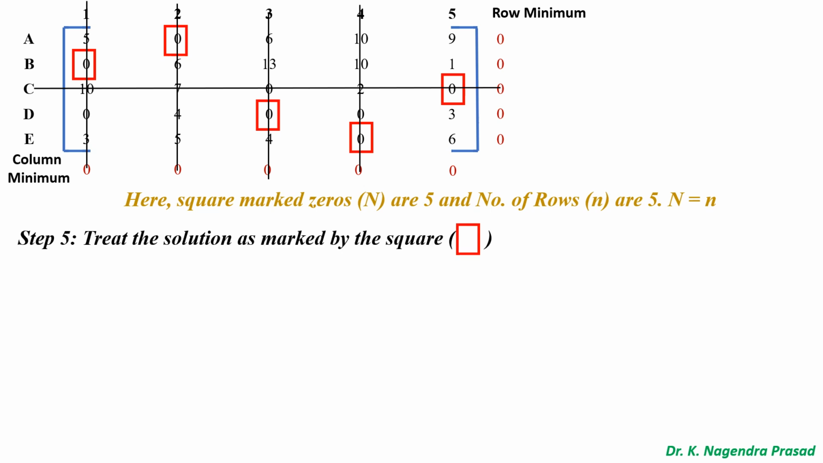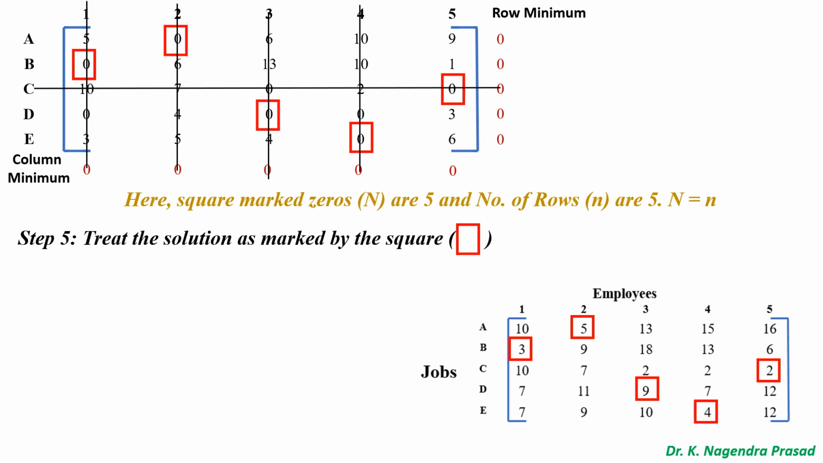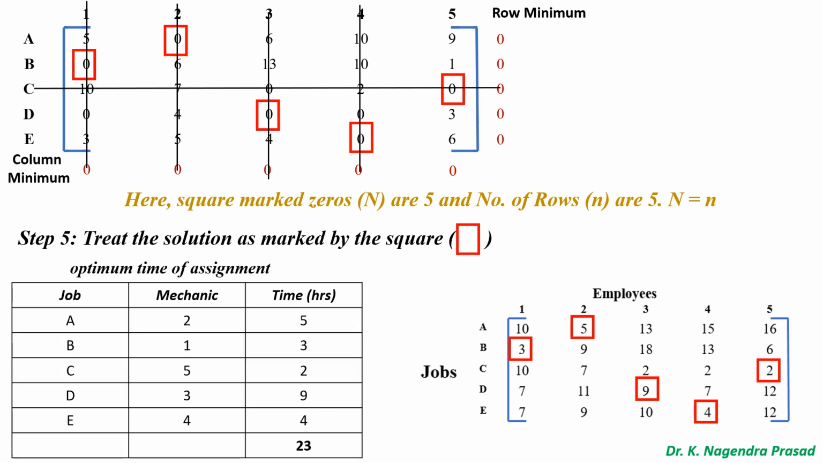Step 5 is to treat the solution as marked by a square. Then write down the initial time matrix and mark the square at the respective values, and this is the optimal time assignment. So the optimal time assignment is, here we are assigning the jobs: job A for employee 2, job B for employee 1, job C for employee 5, job D for employee 3 and job E for employee 4.